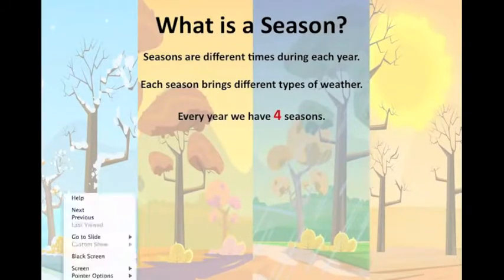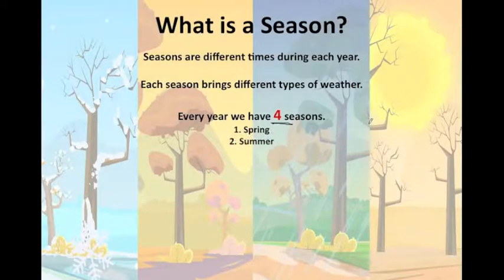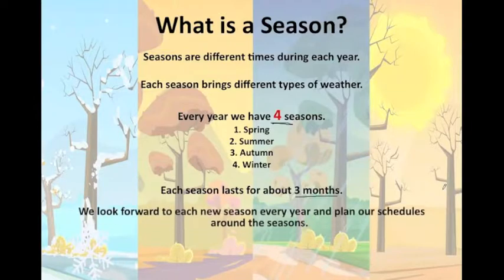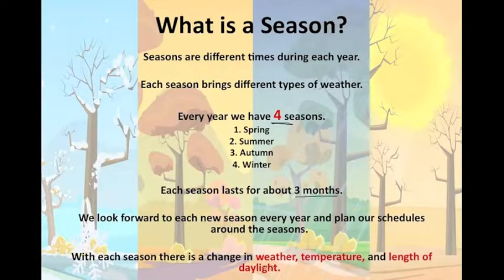Let me grab my pen. So every year we have 4 seasons: spring, summer, autumn, and winter. Each season lasts for about 3 months. We look forward to each new season every year and plan our schedules around the seasons. With each season, there is a change in weather, temperature, and length of daylight.